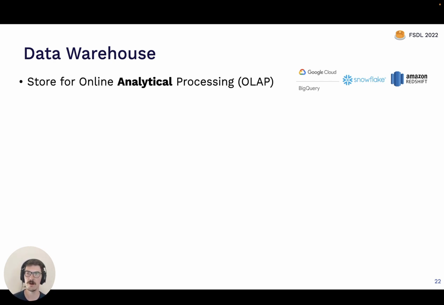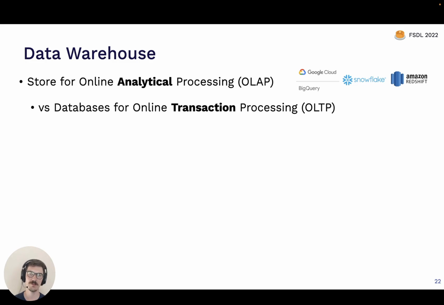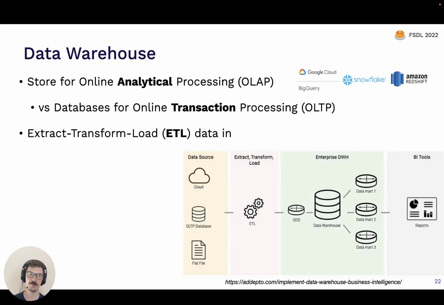Data warehouses are stores for online analytical processing, as opposed to databases, which are data stores for online transaction processing. The difference I'll cover in a second, but the way you get data into data warehouses is another acronym called ETL, extract, transform, load. So maybe you have a number of data sources. Here it's files, an OLTP database, and some sources in the cloud. You'll extract data, transform it into a uniform schema, and then load it into the data warehouse. And then from the warehouse, we can run business intelligence queries. We know that it's archived.